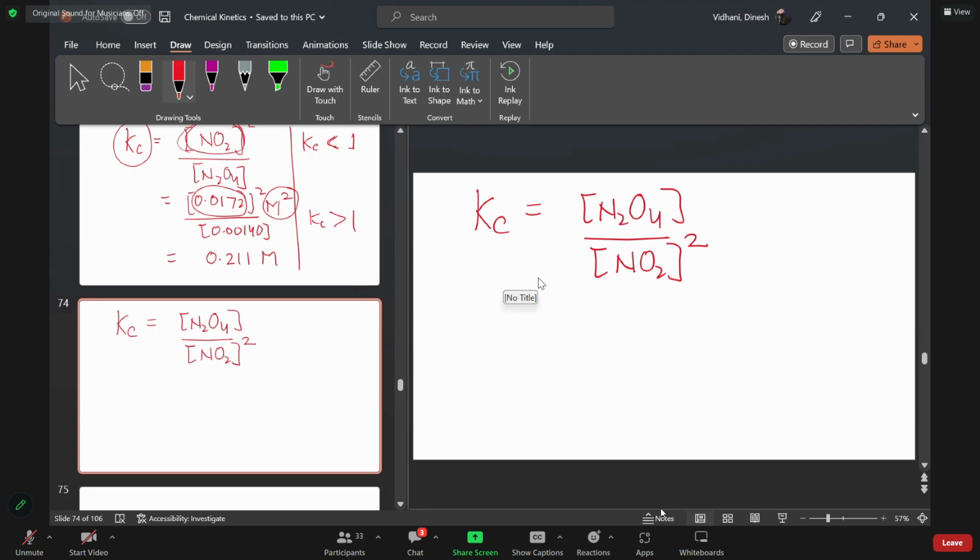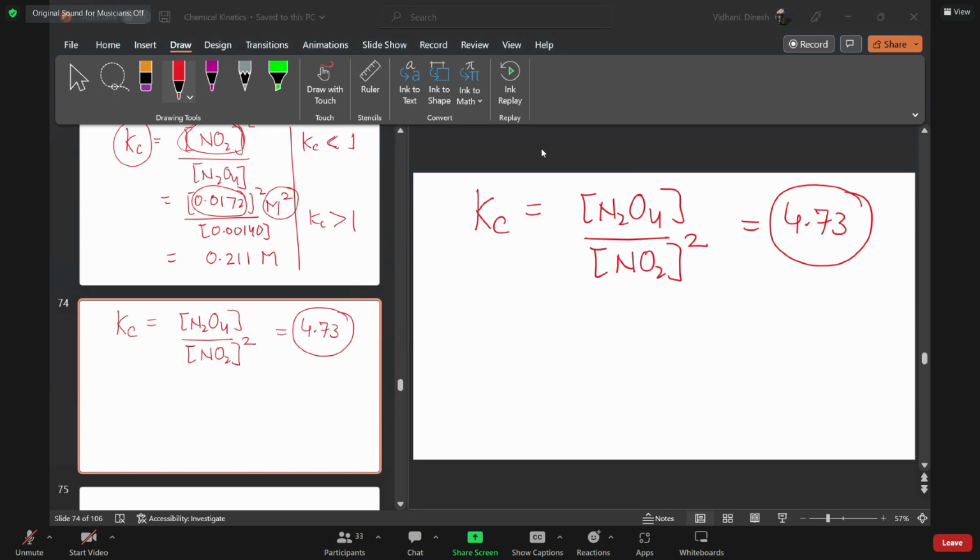Are you guys getting 4.7 something? 4.73. Exactly. So this number gives you 4.73. So you have to follow the Kc number, the equilibrium constant. If it is greater than 1, then your products are favored. If it is less than 1, your reactants are favored. In that sense, I can say at 100 degrees centigrade, your reactants are favored, not the products.